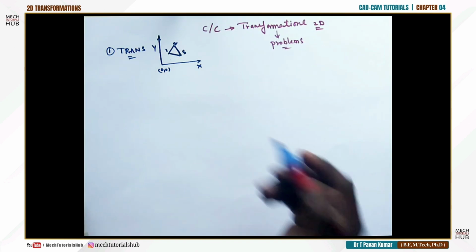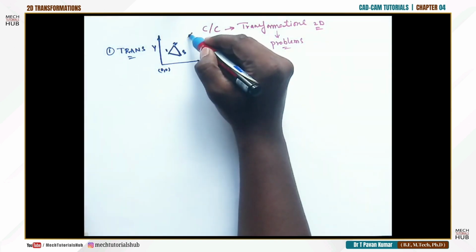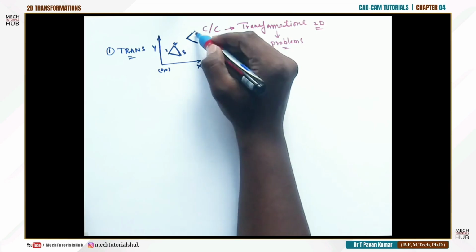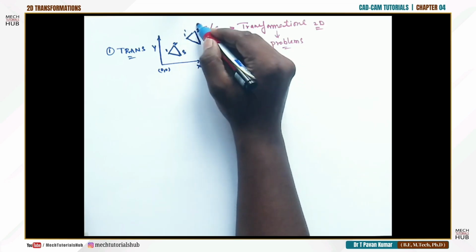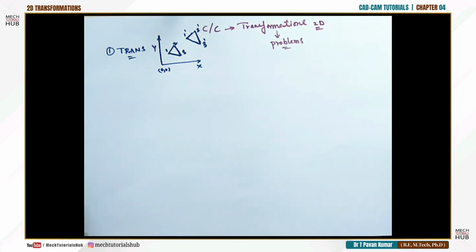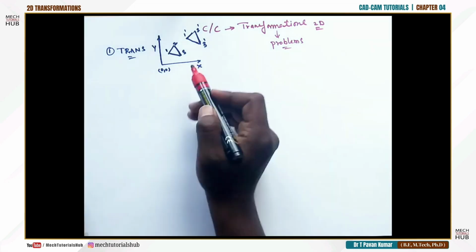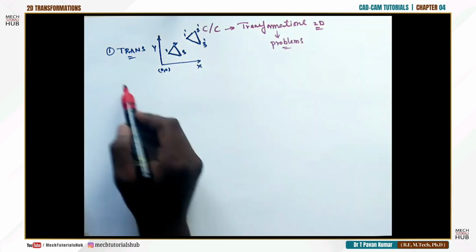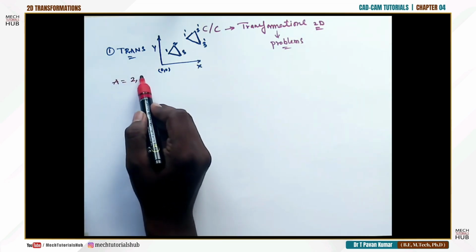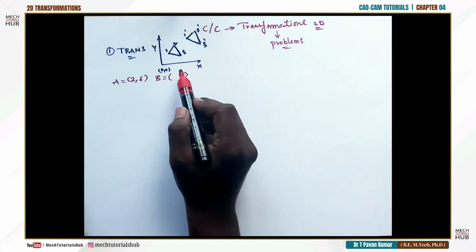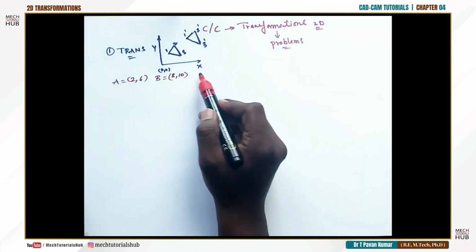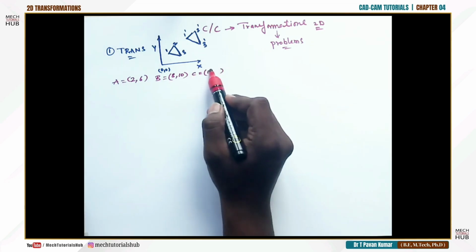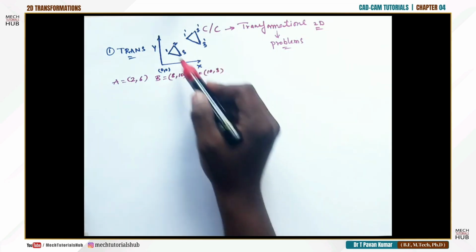Now this needs to be shifted, for example from here to a new level, to a new point. Let us name it 1 prime, 2 prime and 3 prime. This is our problem. Now we will consider some conventional coordinate numbers and calculate the problem. We would like to translate a polygon, a triangle, with coordinates A equal to 2 comma 6, B equal to 8 comma 10, and C equal to 10 comma 3. A B C is nothing but 1 2 3.